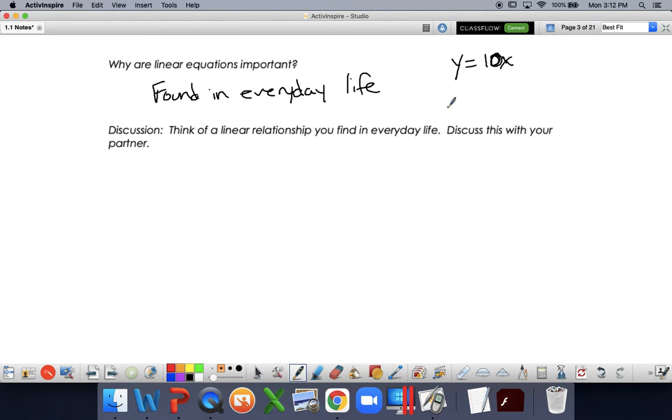So I encourage you to think of a linear relationship you find in everyday life that isn't just hourly wages, and discuss this with someone nearby.